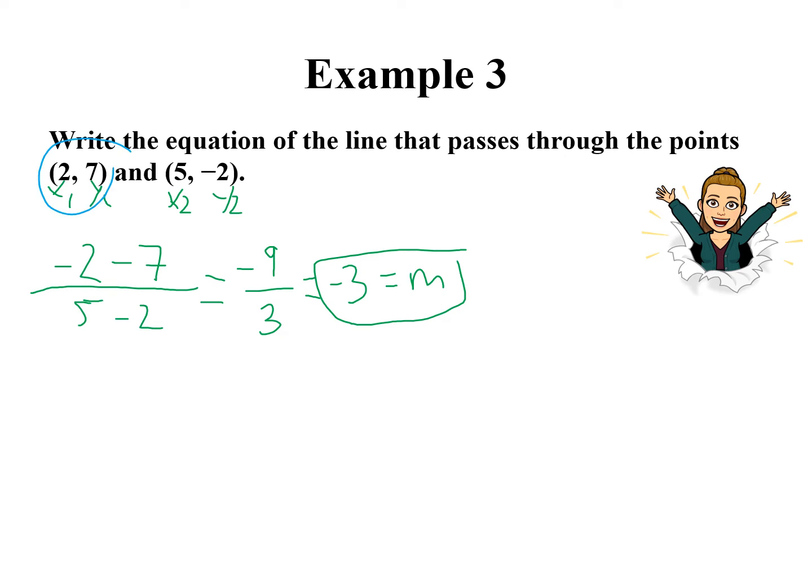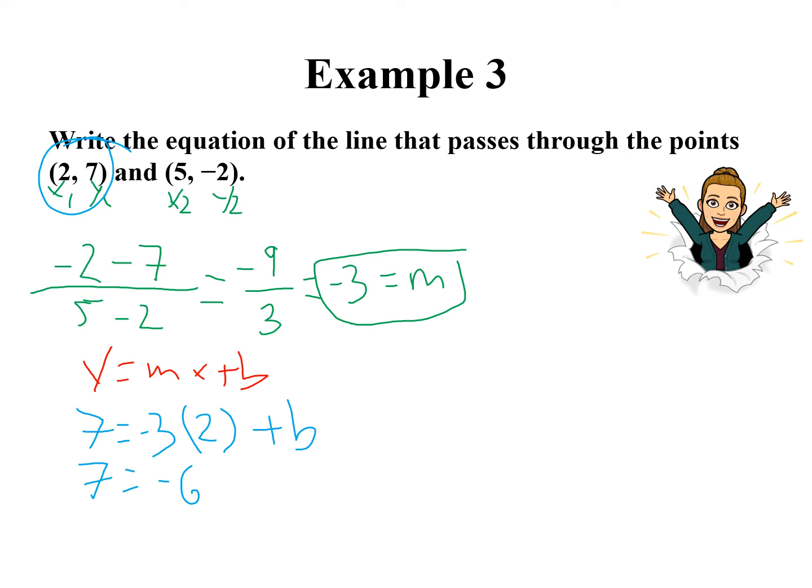So I'm going to choose that first point because I think using positive values is easier. I'm going to start again with y equals mx plus b, and I'm going to plug in what I know. I have a y value of 7. My m value is negative 3. My x value is 2. And my b value is unknown. So using my equation solving skills, I find out that 7 equals negative 6 plus b. Add 6 to both sides, and I find out that b is equal to 13.